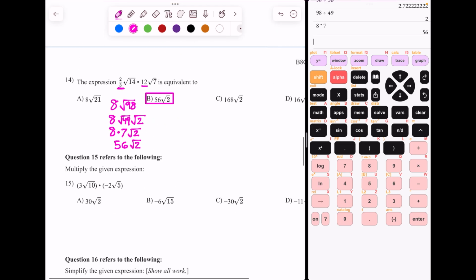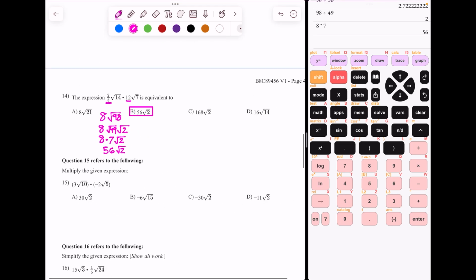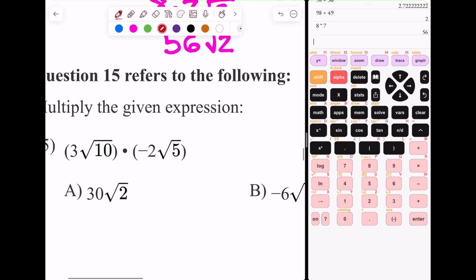And let's get a look at number 15. 15 is exactly the same thing that I was just talking about. When you are multiplying radicals, you will multiply first. Multiply the outside coefficients. 3 times negative 2 is negative 6. Then multiply the numbers inside the radical. 10 times 5 is 50.